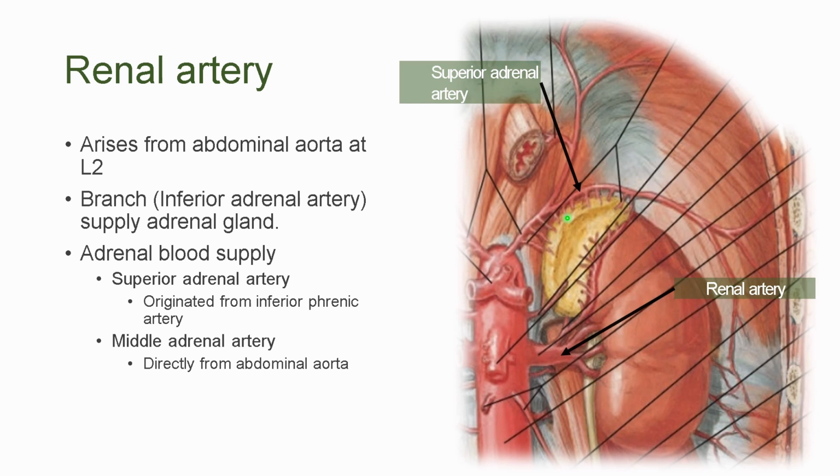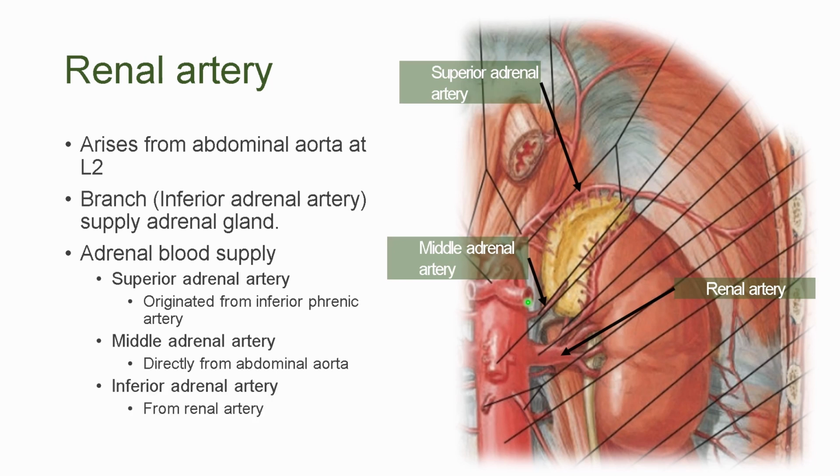The next branch that supplies the adrenal gland is the middle adrenal artery, which comes directly out of the abdominal aorta. Here you can see the middle adrenal artery. In some anatomical variations you cannot see this, but in most cases it is present. The next artery that supplies the adrenal gland is the inferior adrenal artery, which originates, as I have mentioned, from the renal artery. Here you can see the inferior adrenal artery.